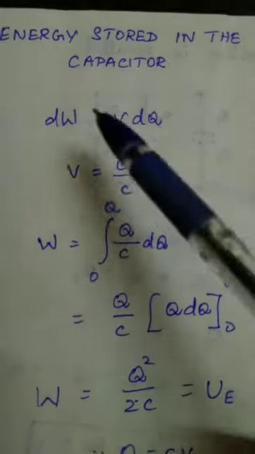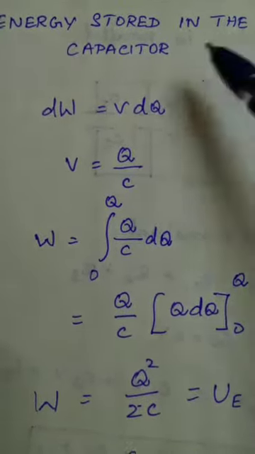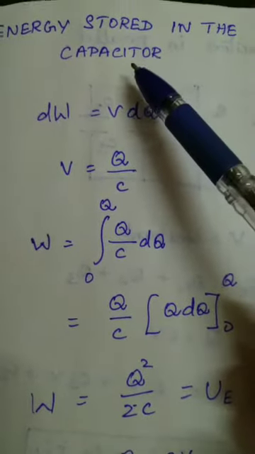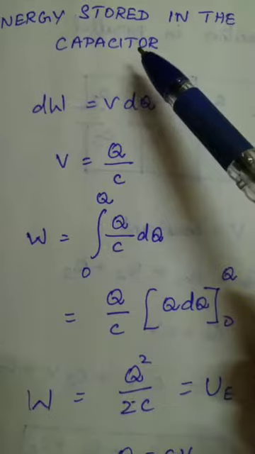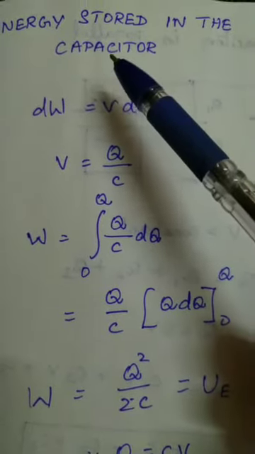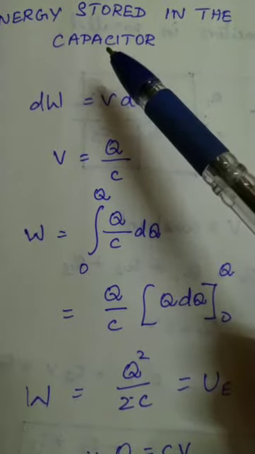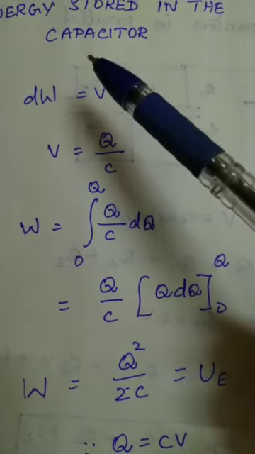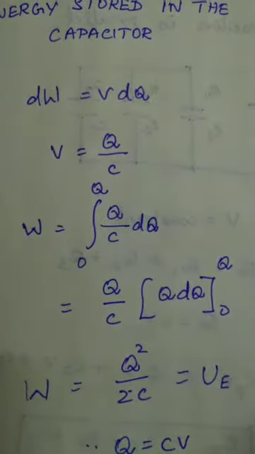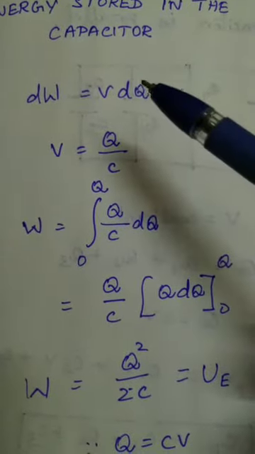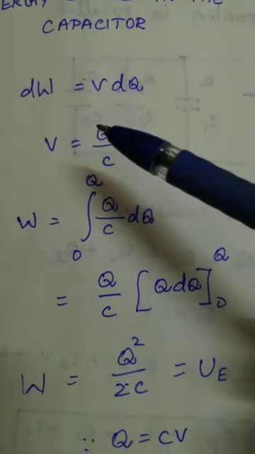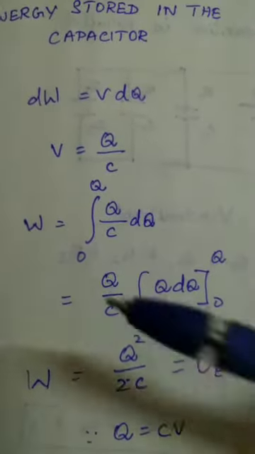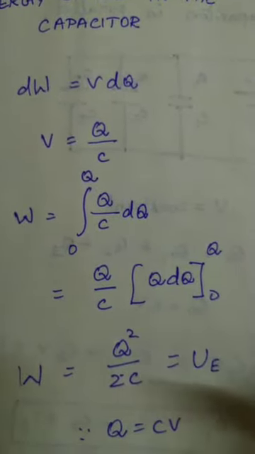Our next topic is energy stored in the capacitor. We already know that a capacitor is a device which is used to store charges, right? Now, it is not only used to store charges, but it also stores energy. When the battery is connected to the capacitor, the electrons of total charge minus Q are transferred from one plate to the other plate.